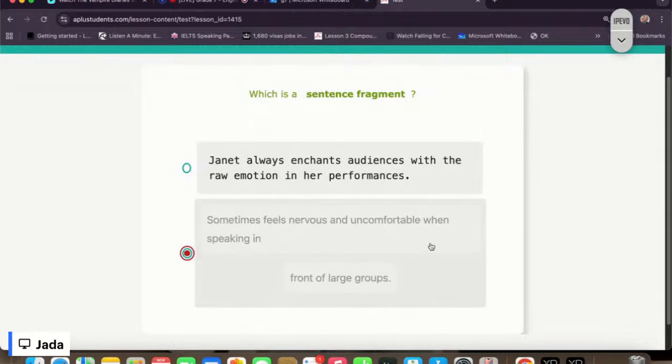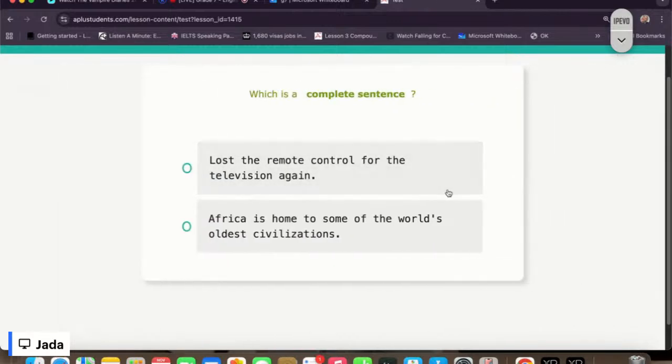Okay, so option two, that's correct. So which is a complete sentence? Is it the first or second? Lost the remote control for the television again. Africa is home to some of the world's oldest civilizations. First or second?